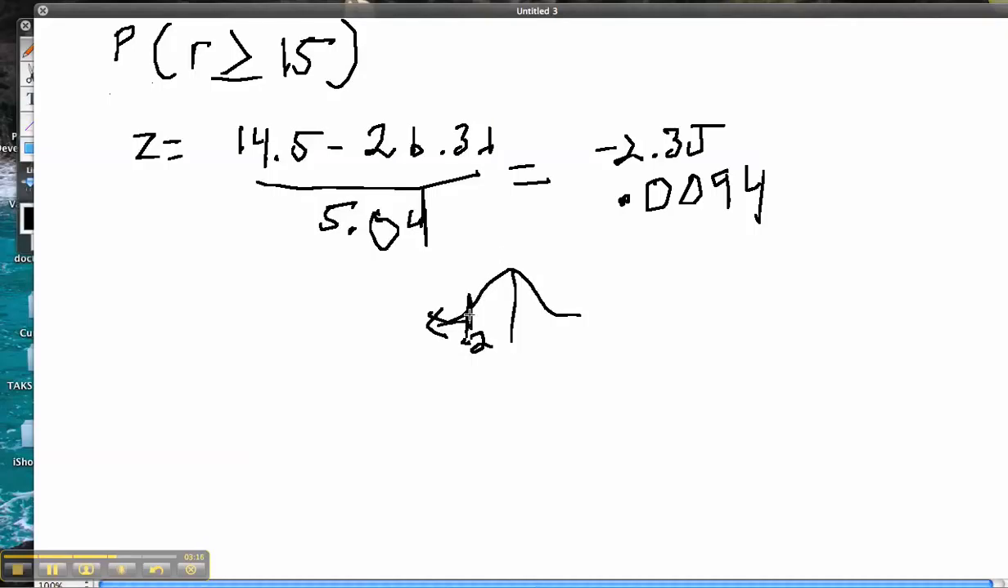However, we want a number greater than or equal to 15. So basically, you want more. What it's really asking for is the probability of this area over here. So now all we need to do is 1 minus 0.0094, and that equals 0.9906.